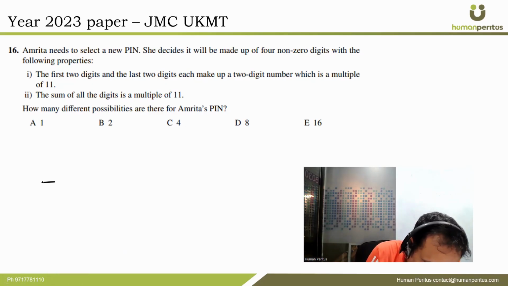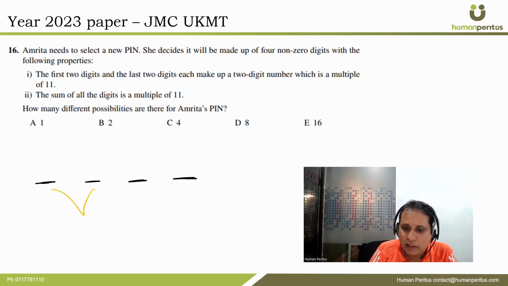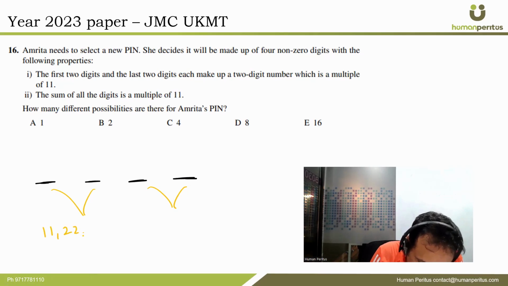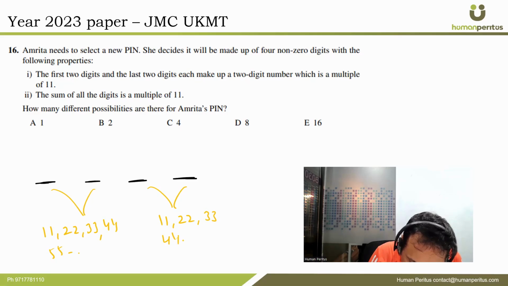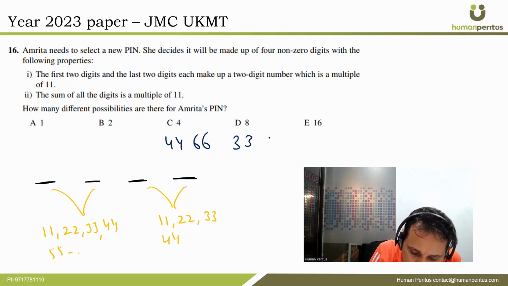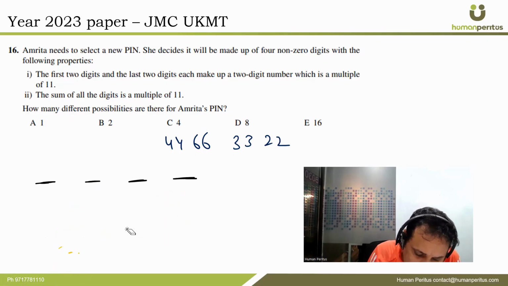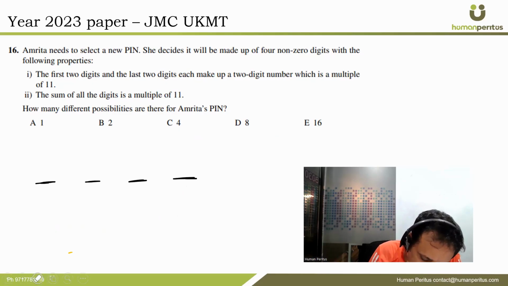So guys, what do we do? We have to create these 4 slots in such a way that whatever we put over here, it has to be some multiple of 11. Whatever we put here, it has to be some multiple of 11. It means this number can be 11, 22, 33, 44, 55, and so on. So eventually the entire number will look something like 4466 or 3322. This is how it will look. So this is the first condition, that the first 2 digits and last 2 digits are multiples of 11.